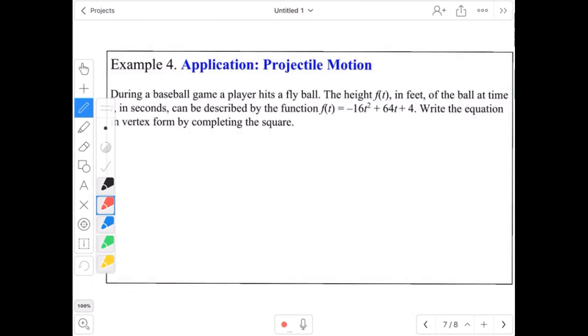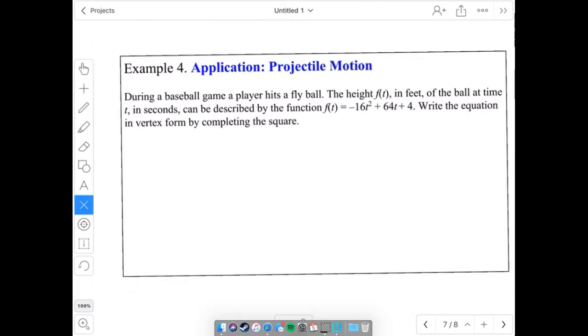We got one more here, and this one's pretty ready. Let's do our last problem here. So we have, during a baseball game, a player hits a fly ball. The height f of t in feet of the ball at time t in seconds can be described by the function f of t is equal to negative 16t squared plus 64t plus 4. Write the equation in vertex form by completing the square.